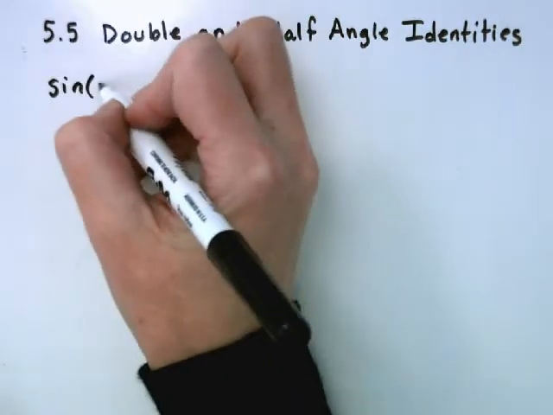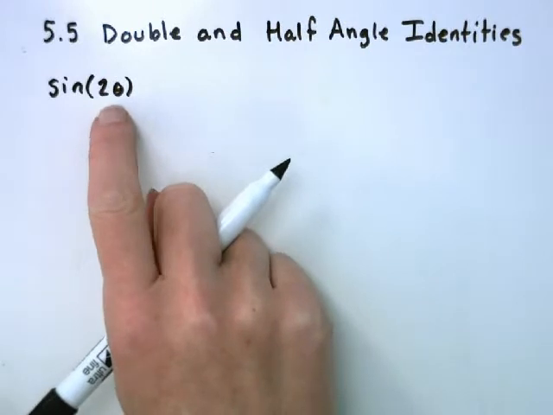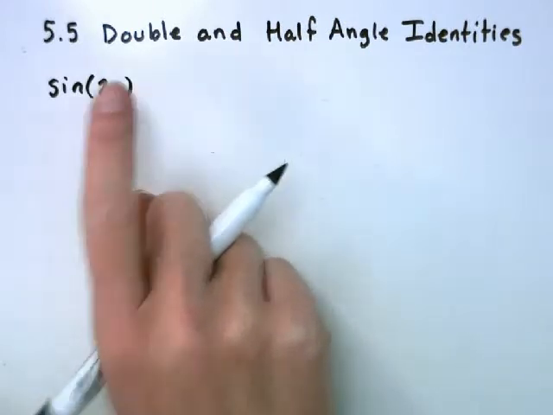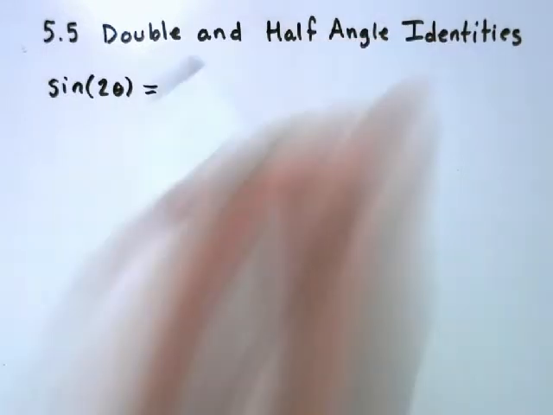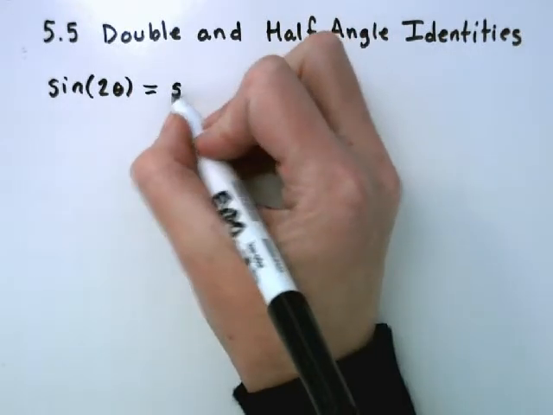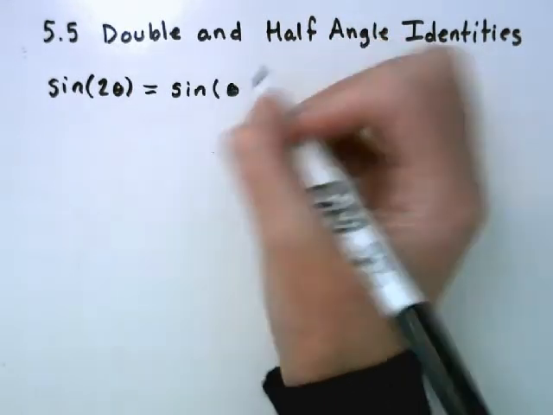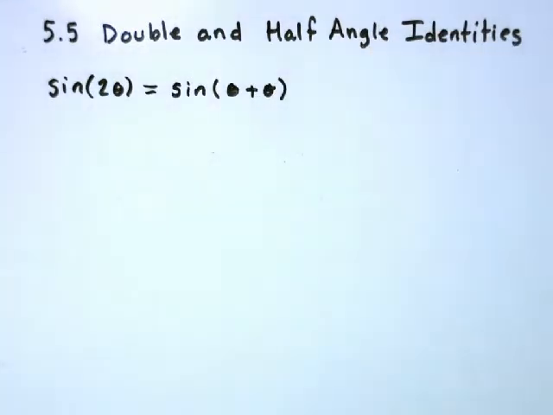Starting with sine 2 theta. This literally means that we're taking an angle and we are doubling it and finding the sine value. This doesn't mean that we're going to double the value. I can rewrite this as sine, we're not doubling the sine value, so sine of theta plus theta, that's going to be equal to sine of 2 theta.